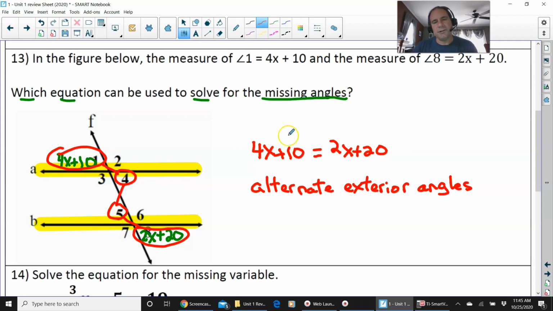If you were to solve this, you would subtract the 2x on both sides and then solve the equation. But it doesn't say to solve. It says which equation can be used to solve for.